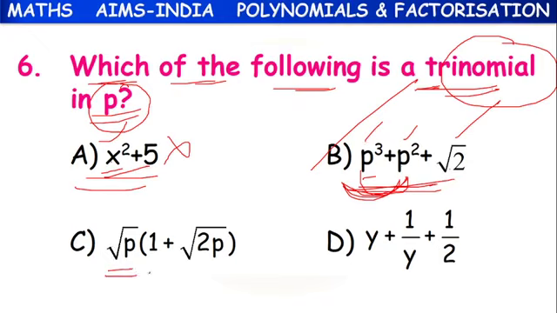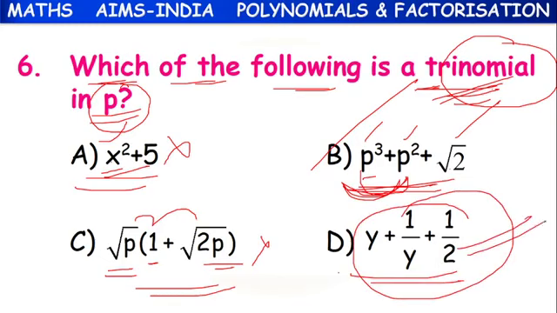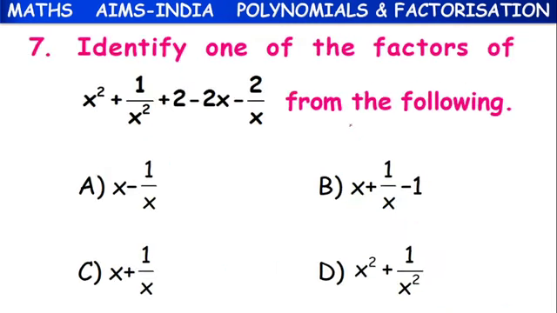Here, root P into 1 plus 2 root P. If you multiply, only two terms will come. Wrong. It's not a trinomial, it's a binomial in P. But they are asking for a trinomial. Option D: y plus 1 by y plus 1 by 2. There is no P. It is a trinomial in y. So this is also wrong. So for a trinomial in P, only option B is the correct answer.